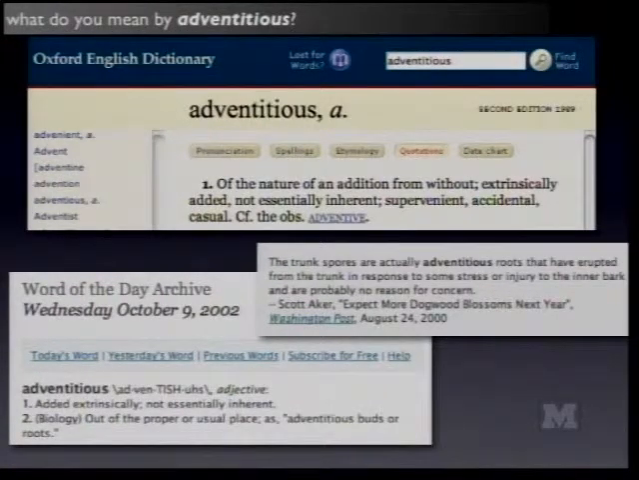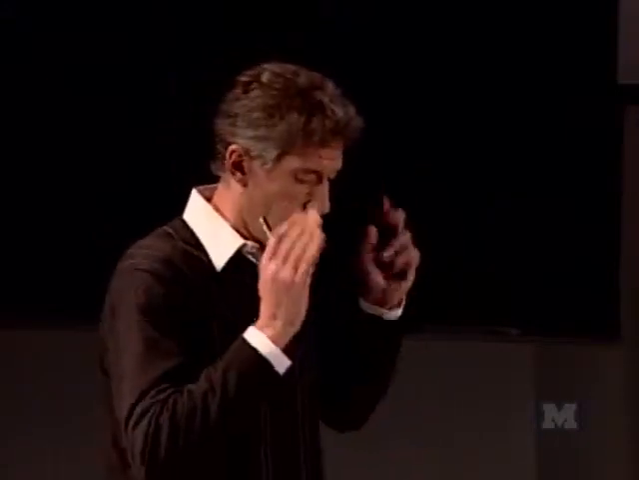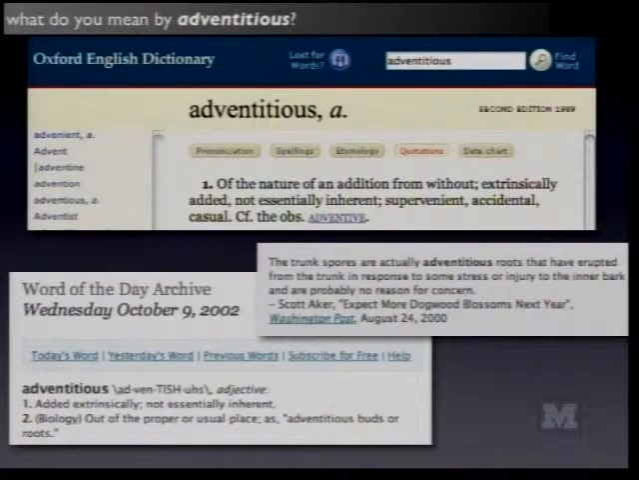Most of you, except those who do crossword puzzles religiously, probably don't use it in everyday speech. What does it mean? Well, you go to the Oxford English Dictionary, which I hold in high esteem. The meaning: of the nature of an addition from without, extrinsically added, not essentially inherent, supervenient, accidental, casual. Okay? It was the word of the day on October 9th of 2002.